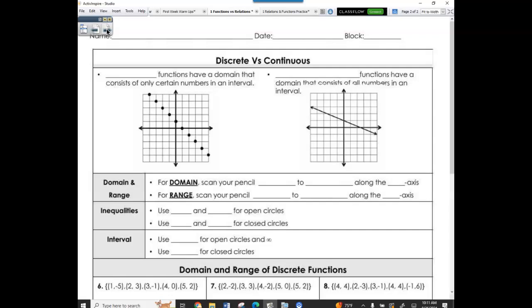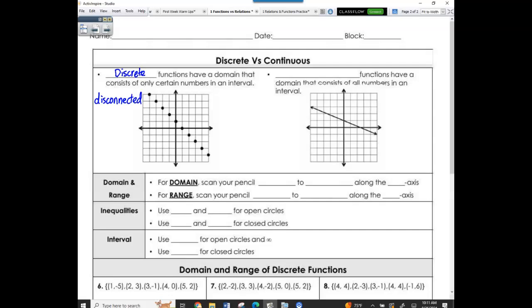In math, discrete means something totally different. It means that the function has just certain numbers in the domain instead of an entire interval of numbers. So you can think of it as disconnected. You can think of it as dots. That's one way to think of it. Discrete, disconnected, dots. You're plotting dots.